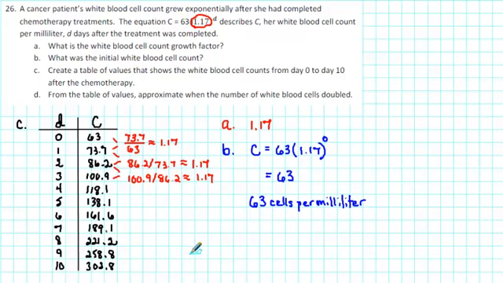Finally, for part D, it says, from the table of values, approximate when the number of blood cells doubled. Well, our initial blood cell count was 63, and 63 times 2 is 126. So we need to locate where the blood cell count is.